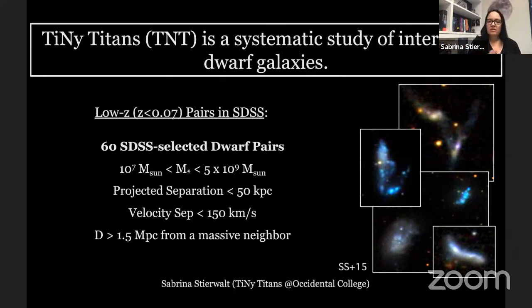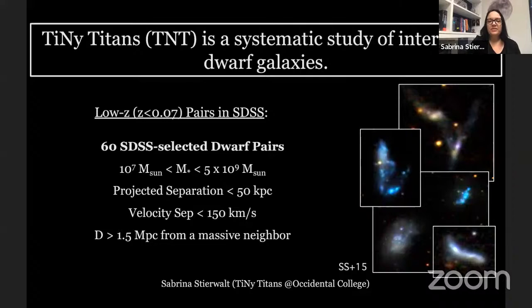So here are our selection criteria. We require that they be low mass, so they have to be dwarf galaxies. And so our upper mass limit is something like the Large Magellanic Cloud. And then we require that they be close together, so their projected separation is less than 50 kiloparsecs on the sky. And we also require that they have a spectrum, so we know that third dimension, that they're within about 150 kilometers per second. And so Tiny Titans is everything you find when you search Sloan with those criteria.